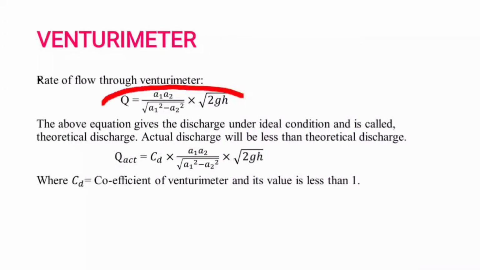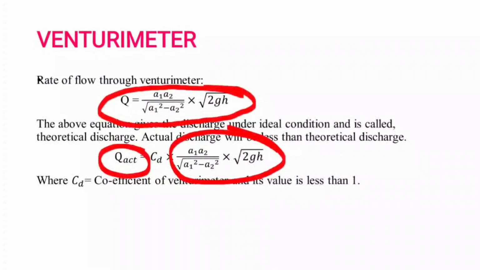Rate of flow through Venturimeter. This is the Venturimeter. Q is equals to A1 A2 by square root of A1 square minus A2 square, into under root 2gH. It is the rate of flow. This is a theoretical one. If you calculate the actual, you multiply the theoretical rate of flow with the coefficient of discharge.